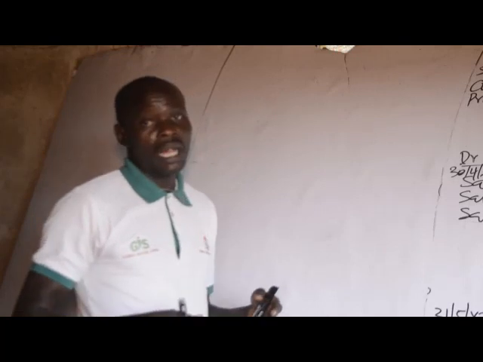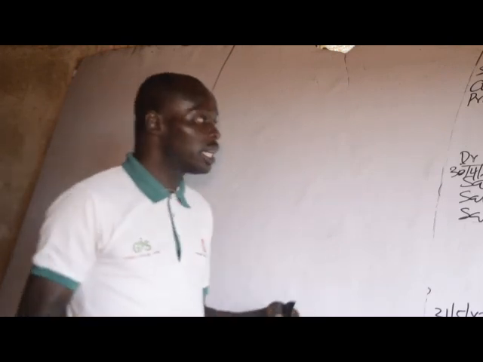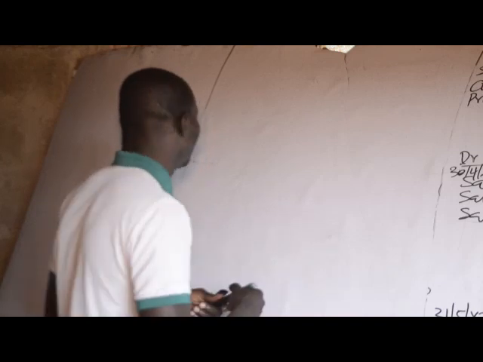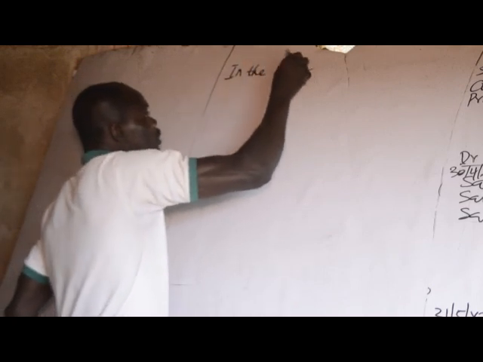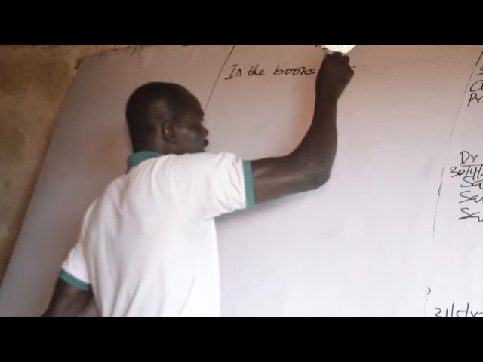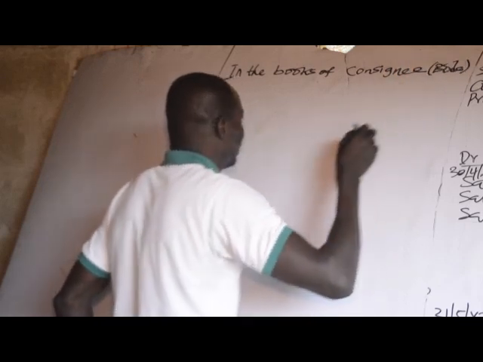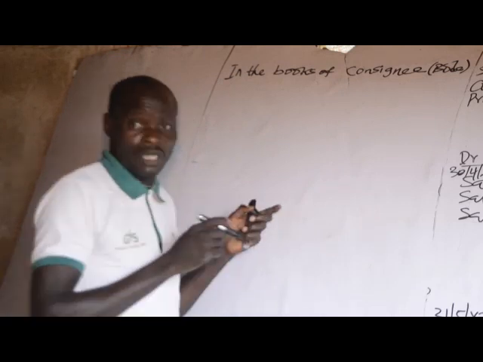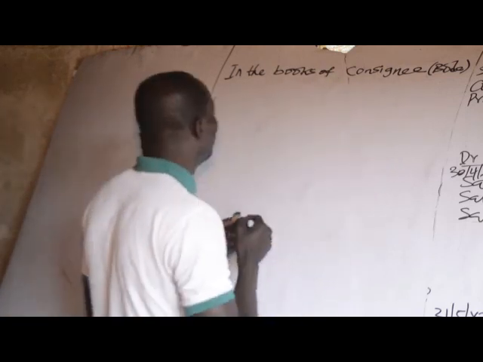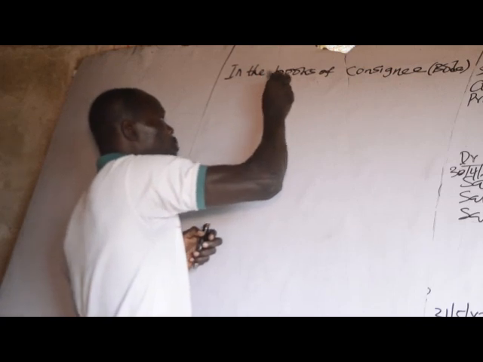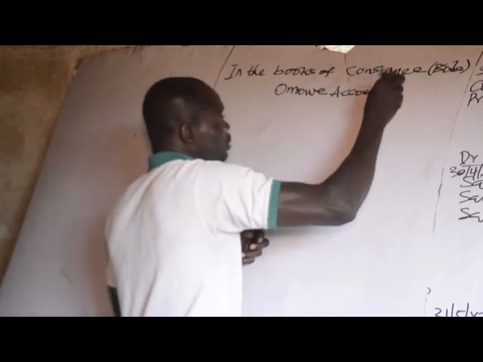These are the accounts required in the books of the consignor. Having opened the necessary accounts in the books of the consignor, that is in the books of Omowe, we therefore want to open the necessary accounts in the books of Bode, that is in the books of the agent. Remember, Bode is the consignee. So in the books of the consignee now, you will need to open the consignor account, that is the Omowe account.